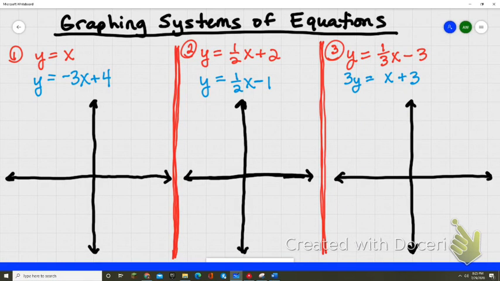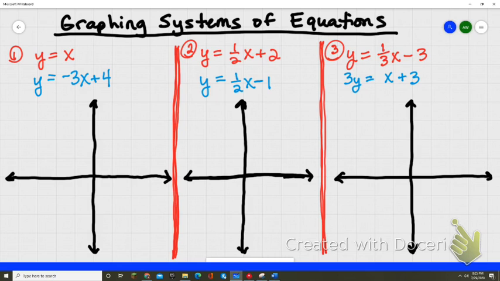Today we're going to graph systems of equations. When you're graphing systems of equations, first of all, you need to understand what a system of an equation is. A system is when you have more than one equation to graph. So you guys have studied earlier today or in the past couple of days how to graph equations.